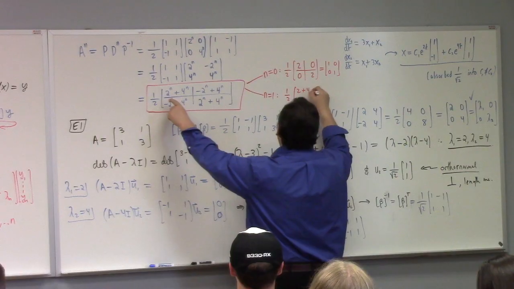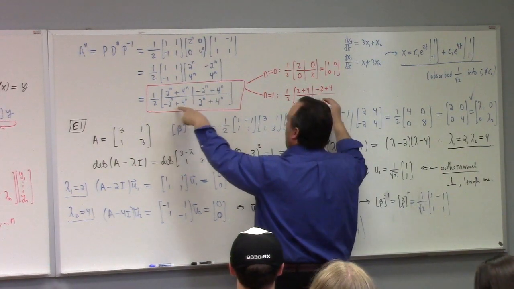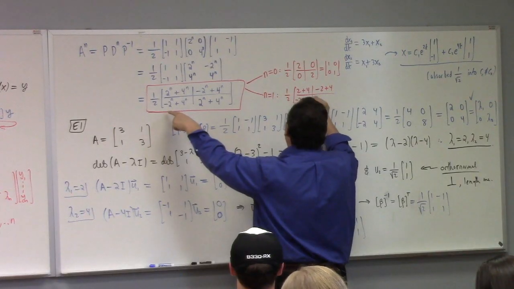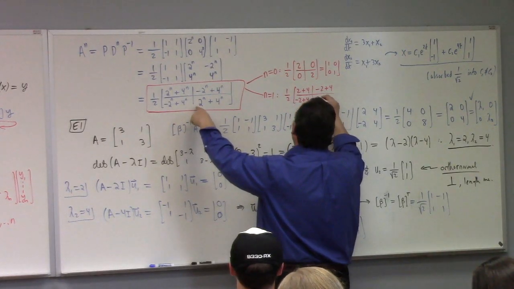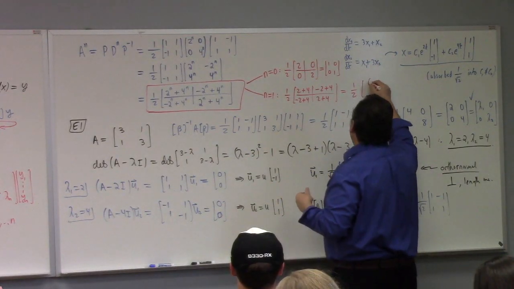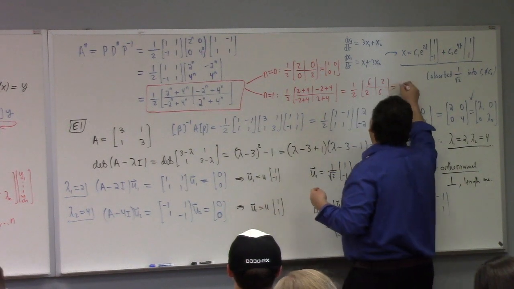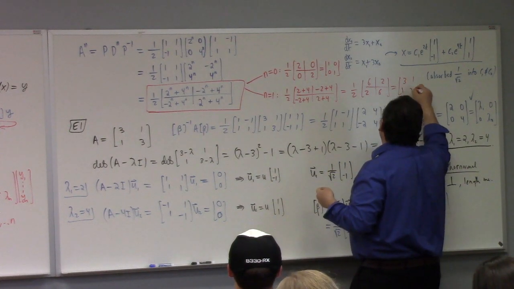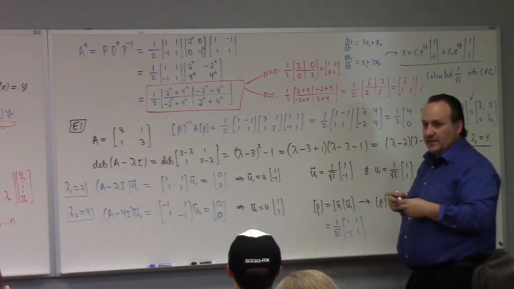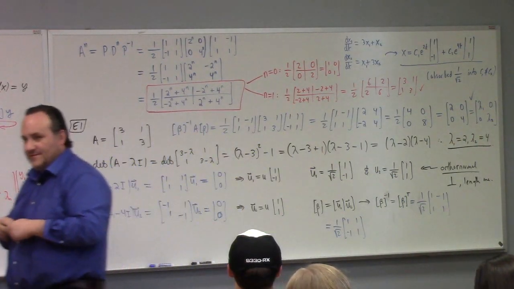Two plus 4, minus 2 plus 4, minus 2 plus 4, and 2 plus 4, also known as 1/2 of 6, 2, 2, 6, also known as 3, 1, 1, 3. Okay, good. That was what it's supposed to be, right? So my formula checks in 2 cases, therefore it must be true in all cases, right?